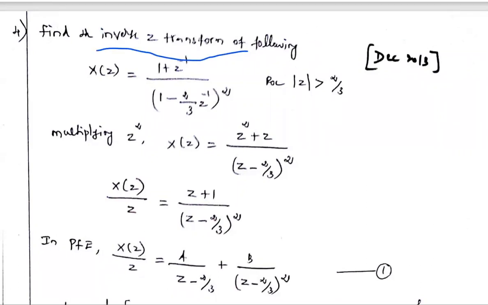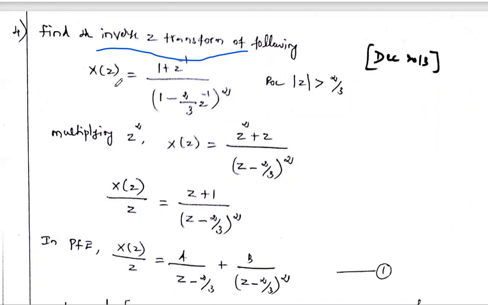In today's video, we are going to solve one inverse Z transform problem. Already we solved three inverse Z transform problems. This is the fourth inverse Z transform problem. What is the question? Find the inverse Z transform of the following: X of Z is equal to (1 plus Z inverse) divided by (1 minus 2 by 3 Z inverse) the whole squared, under the ROC modulus of Z greater than 2 by 3. This question is a December 2013 question.